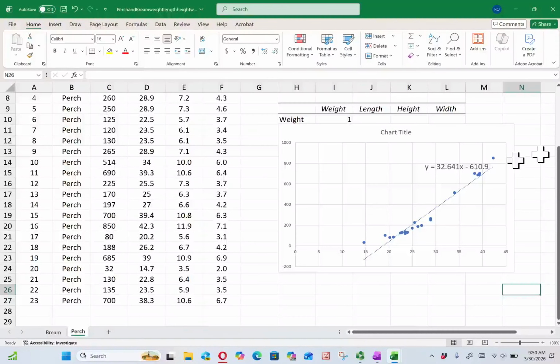The slope is 32.6. That means for every 1 centimeter change in length, the weight changes by 32.6 grams. Excel is written by engineers or computer programmers because in statistics we always write this equation, the intercept first, then the slope, so that the line would be y equals minus 610 plus 32.6 times x.